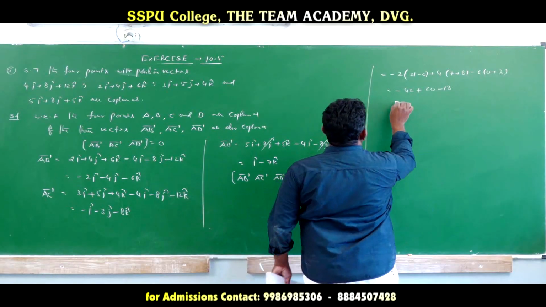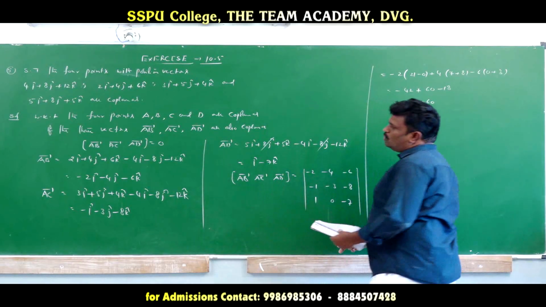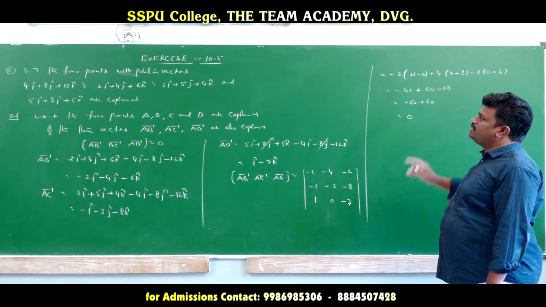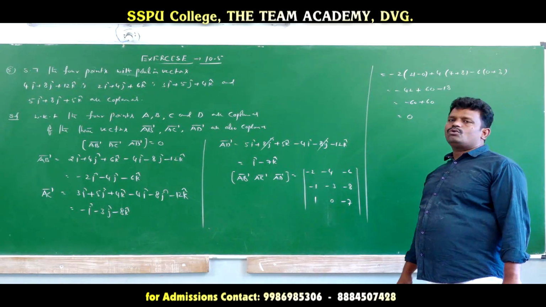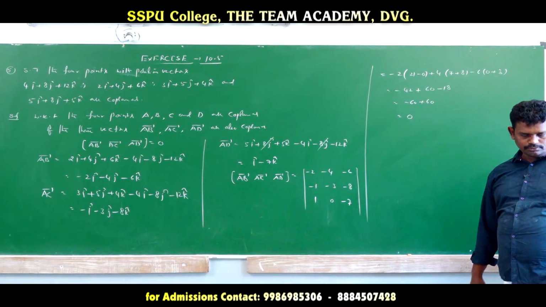This value is also how much here? Minus 60 plus 60, that is equal to 0. Therefore, the given 4 points are which type of points? Coplanar. Therefore, the given 4 points are coplanar. Position vectors of the 4 points are coplanar.